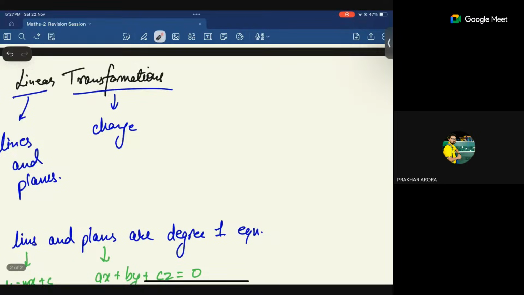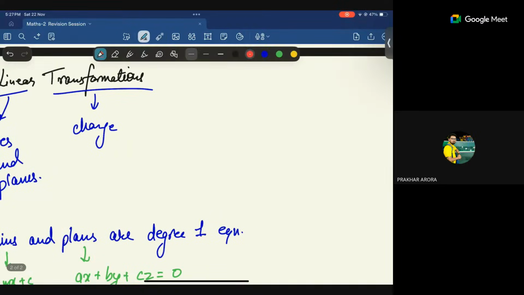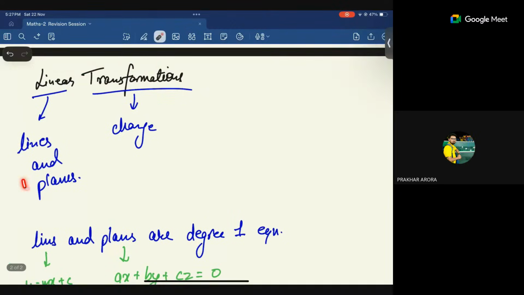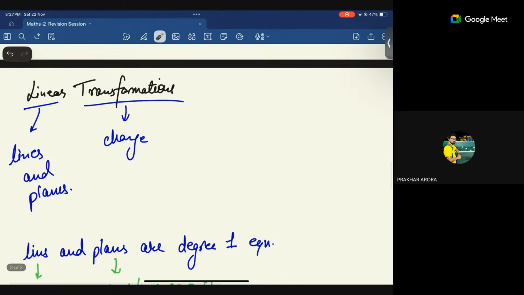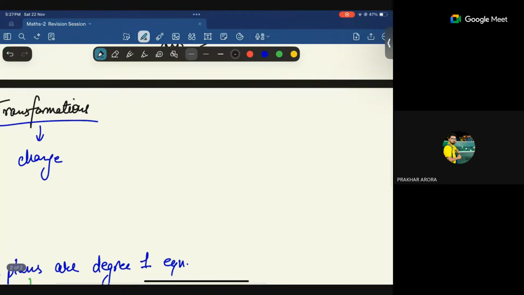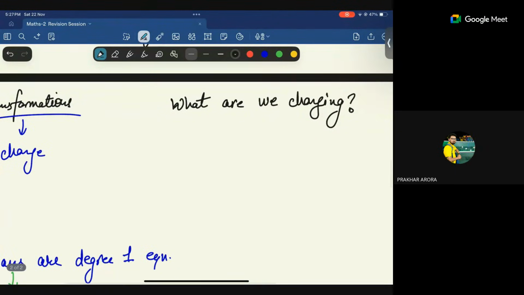This is it. Now the second thing I want to talk about: we talked about linear, what is a line, what is a plane, what are the degrees, and why they are called linear. Now what is this change? Before understanding what this change is, we need to know what we are changing. So we are changing vectors. What is the meaning of this?